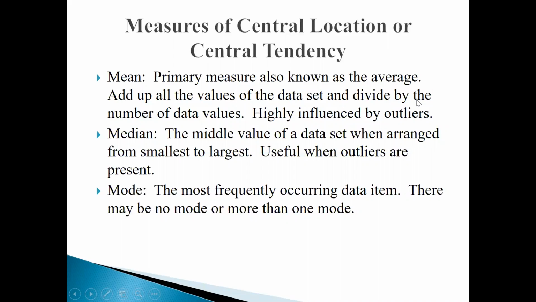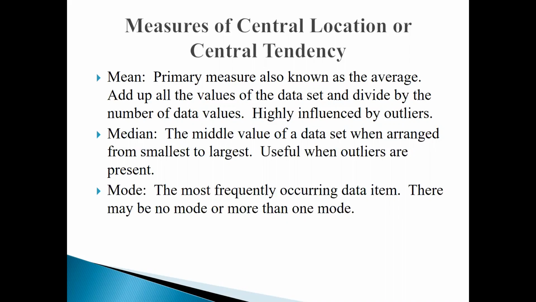We have measures of central location or central tendency. These are the mean. This is a primary measure, also known as the average. Basically, you add up all the values of the data set and divide by the number of data values. Now note, it's highly influenced by outliers. The median is the middle value of a data set when arranged from smallest to largest. This is useful when outliers are present.